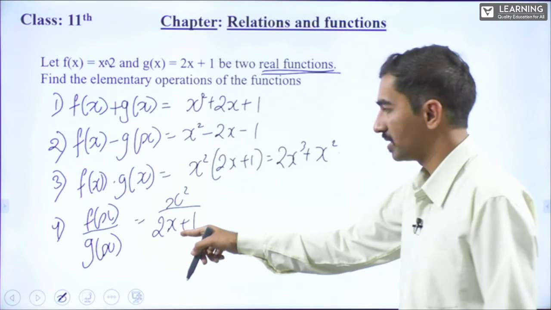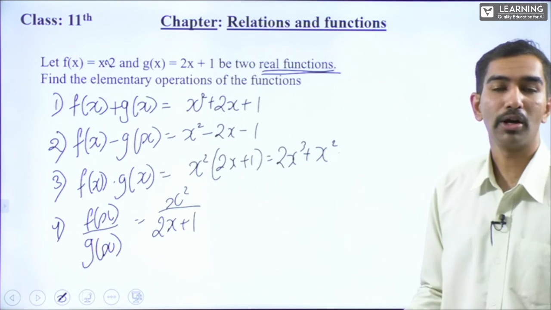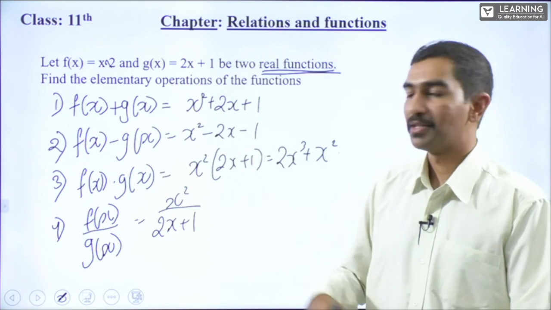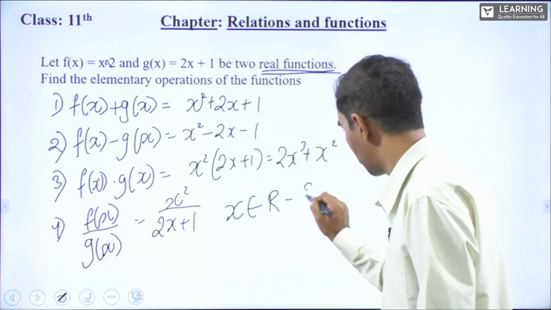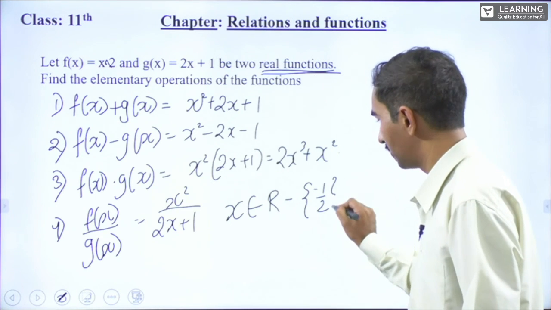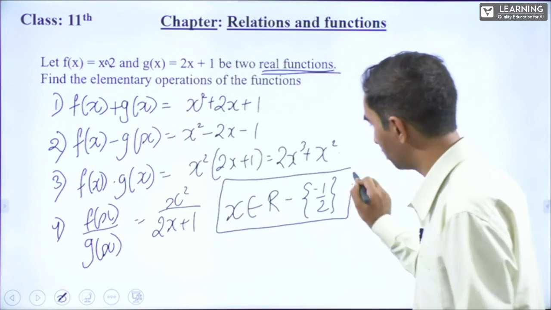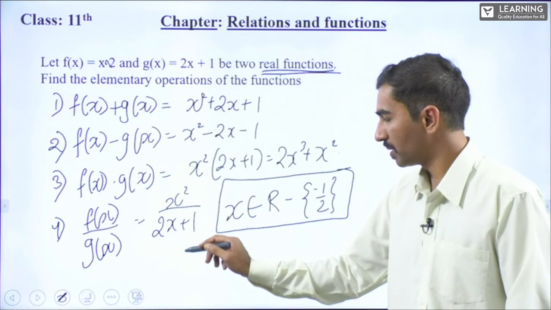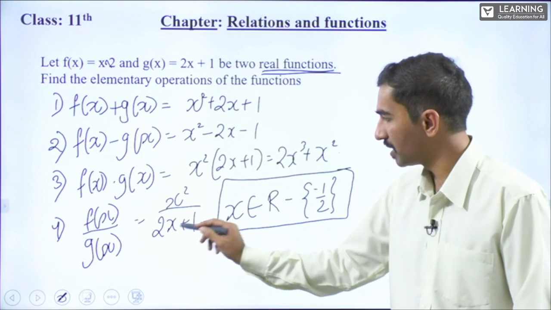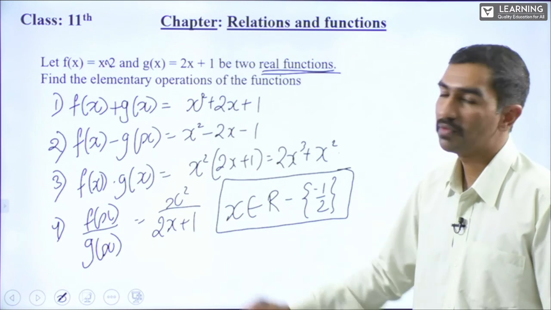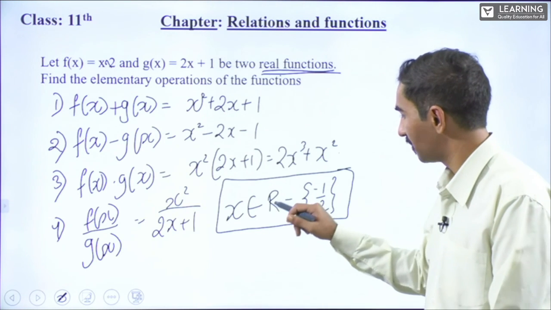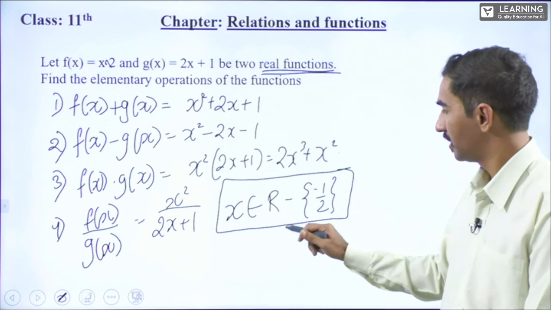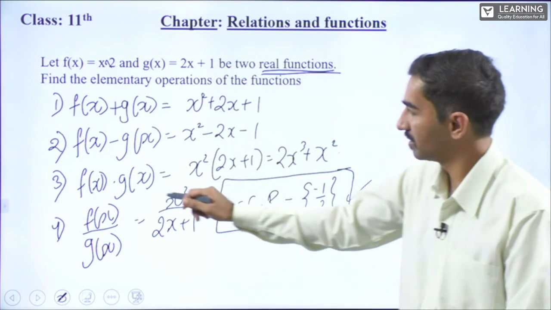Now this can be 0, right? If the denominator is 0, we call it an indeterminate form. So x belongs to the set of real numbers except minus 1 by 2. This is the point to be written. In the place of x, if you write minus 1 by 2, what will happen? 2 and 2 will get cancelled, minus 1 plus 1 is 0. So this function will not be defined. So just to avoid that, we write x belongs to the set of real numbers except minus 1 by 2. And this is your right answer.